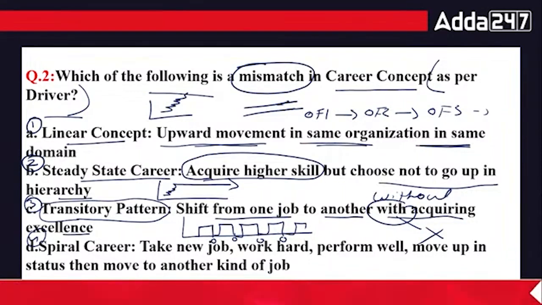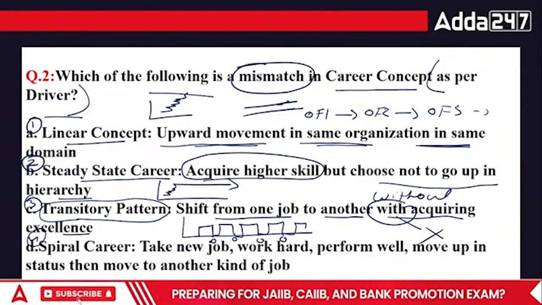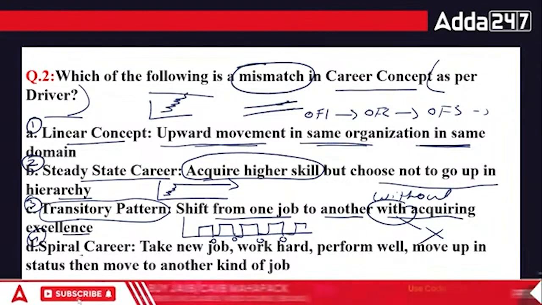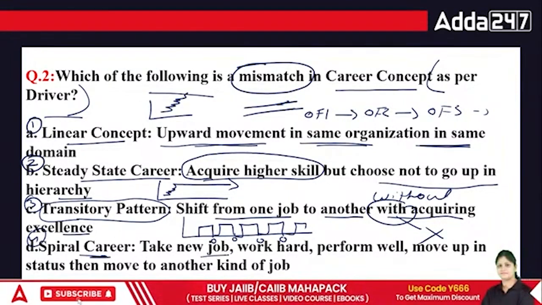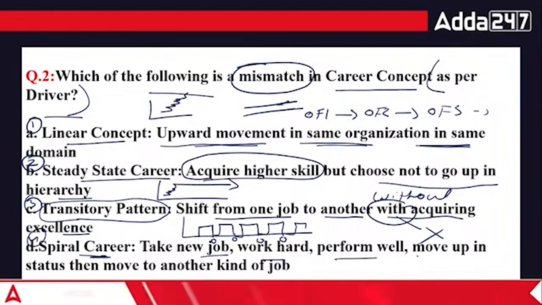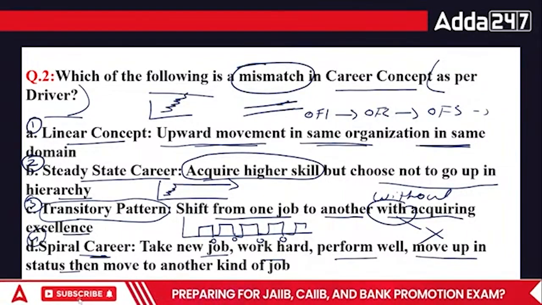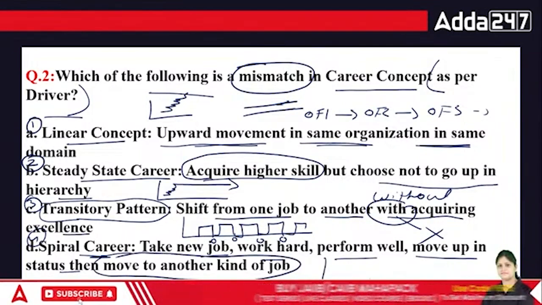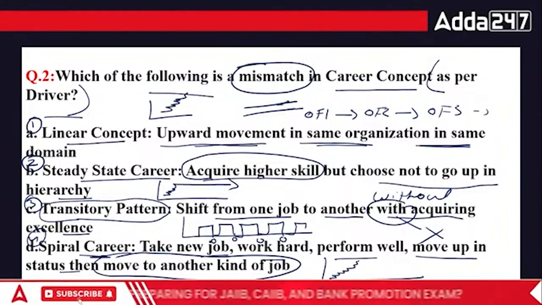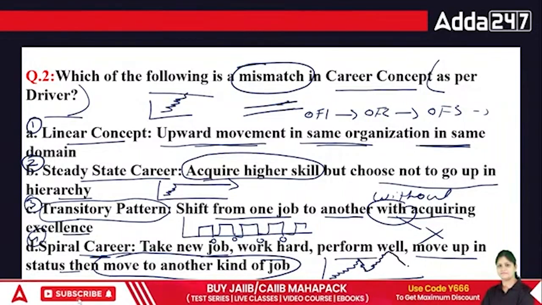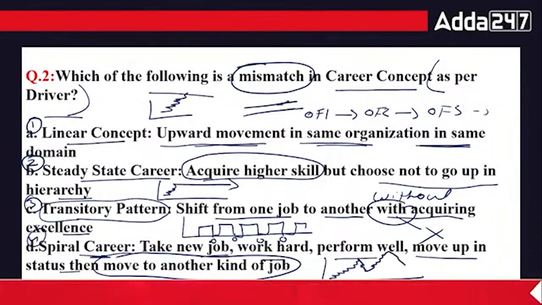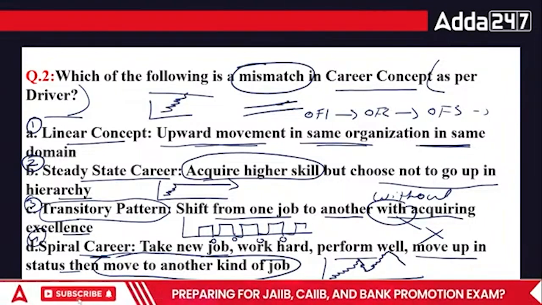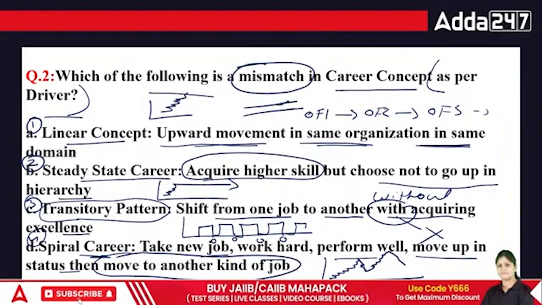Now the last one, that is the spiral career. That means you are taking a new job, you are working hard, you have performed well and moved up in status, then move to another kind of job. So basically you are working like this, then you went down like this, then again you are working hard. So it is a spiral career.